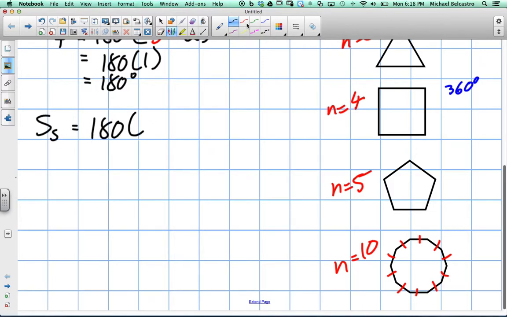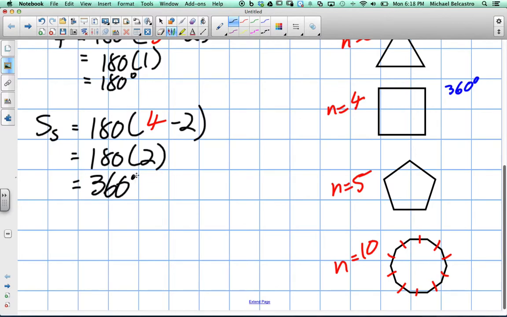So we got it. The sum of our square. 180 times our n, and in the square n was the number 4, right? 4 subtract 2 will give us 2. Yeah, and what is 2 times 180? 360. That's right. So the sum of the interior angles for our square is 360. And that makes sense, right? Because a square is 4 90-degree angles, 4 times 90 equals 360.